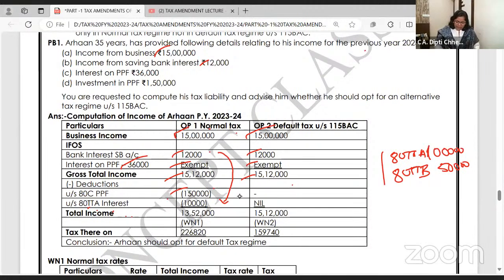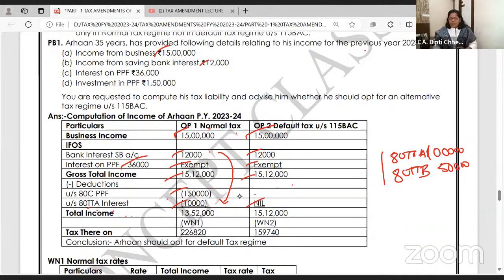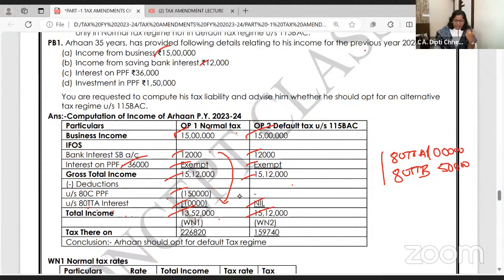Okay? Right. So where will I take the deduction? In the normal. What about default? No. No deductions are allowed. Ma'am, just now you said 80CCH is allowed, 80CCD employer's contribution is allowed, but that is not there. So what's the total income normal? 13,52,000. What's default? 15 lakh.